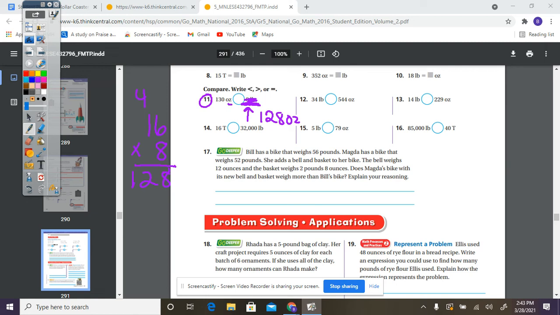130 is bigger. The Pac-Man eats the 130 since it's bigger. Or another way you can do it is the bigger one gets the 2 dots. The smaller unit gets 1 dot, and then you connect the dots. There's different ways to think about it.